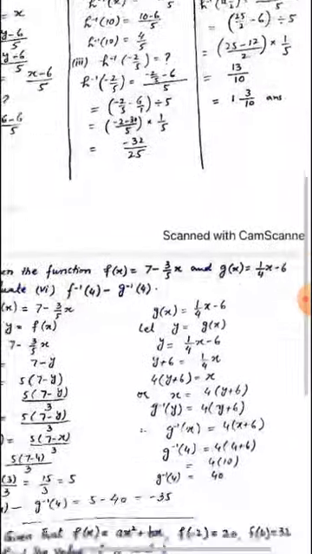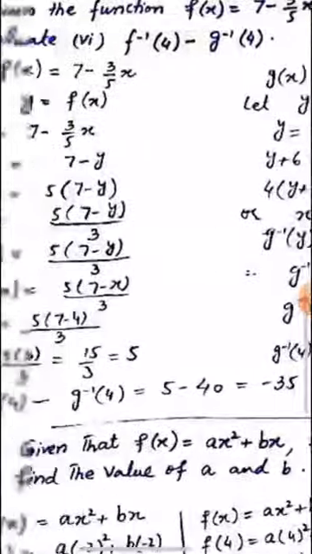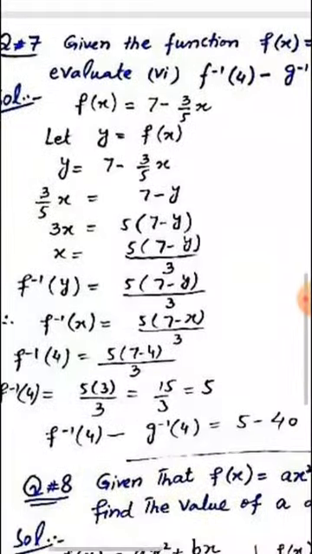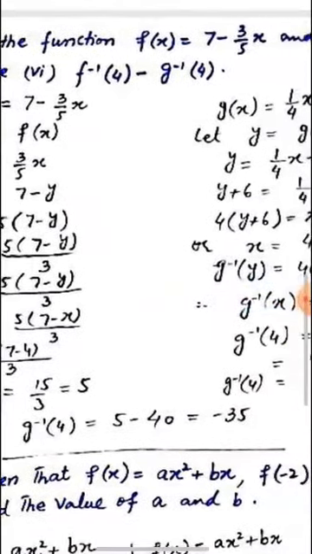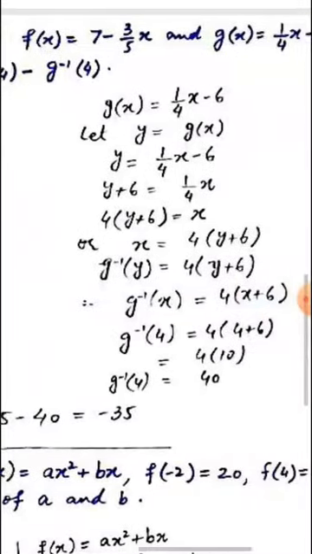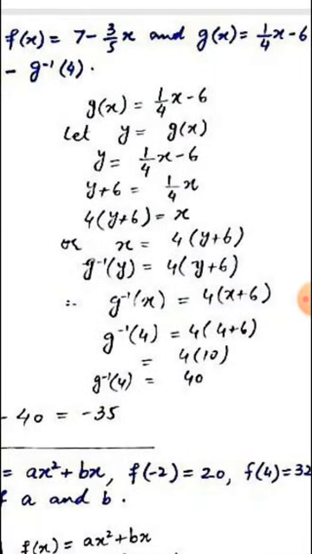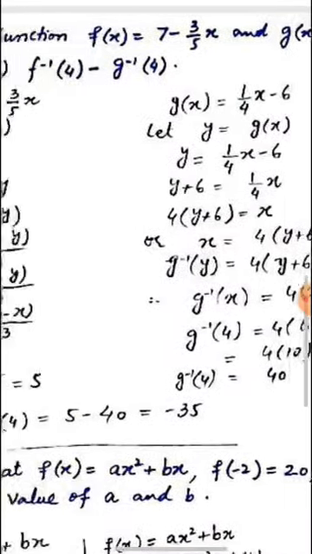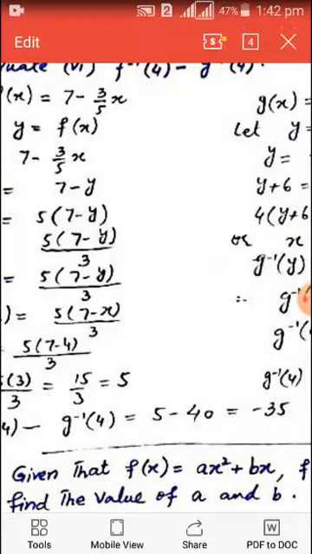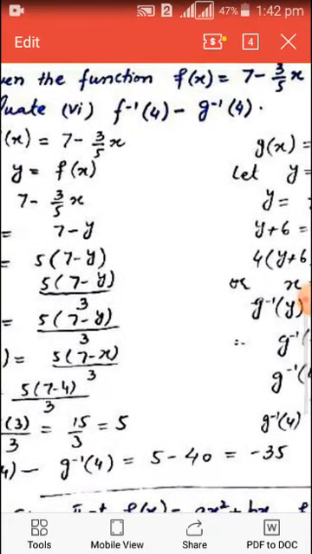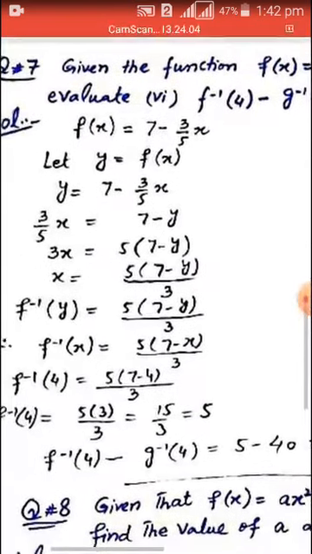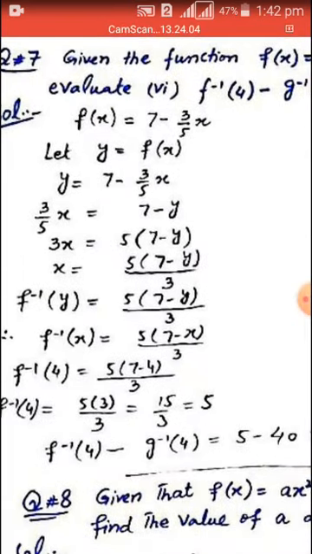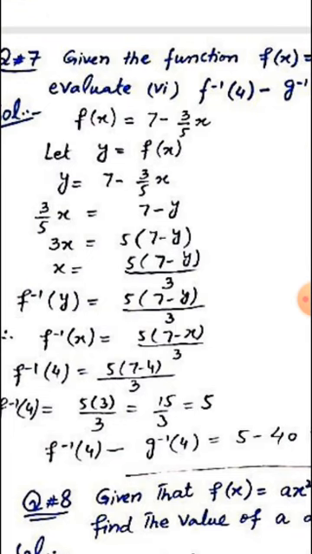Now we will do question number 7. Question number 7 is: given the function f(x) is equal to 7 minus 3 by 5 x, and g(x) is equal to 1 by 4 x minus 6, find f inverse 4 minus g inverse 4. Now first of all we will write f(x), which is given, 7 minus 3 by 5 x. We will find its inverse.